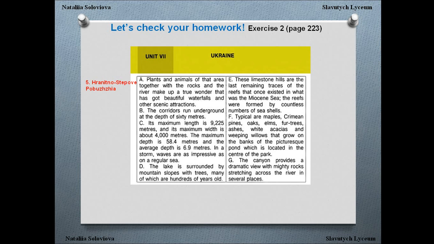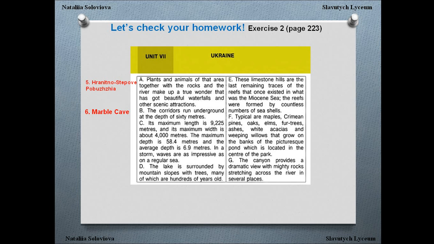Okay. Letter B. The corridors run underground at the depth of 60 meters. Underground, something that is situated underground. I think those must be some kind of caves. And what caves were in your text? There was one cave, marble cave.